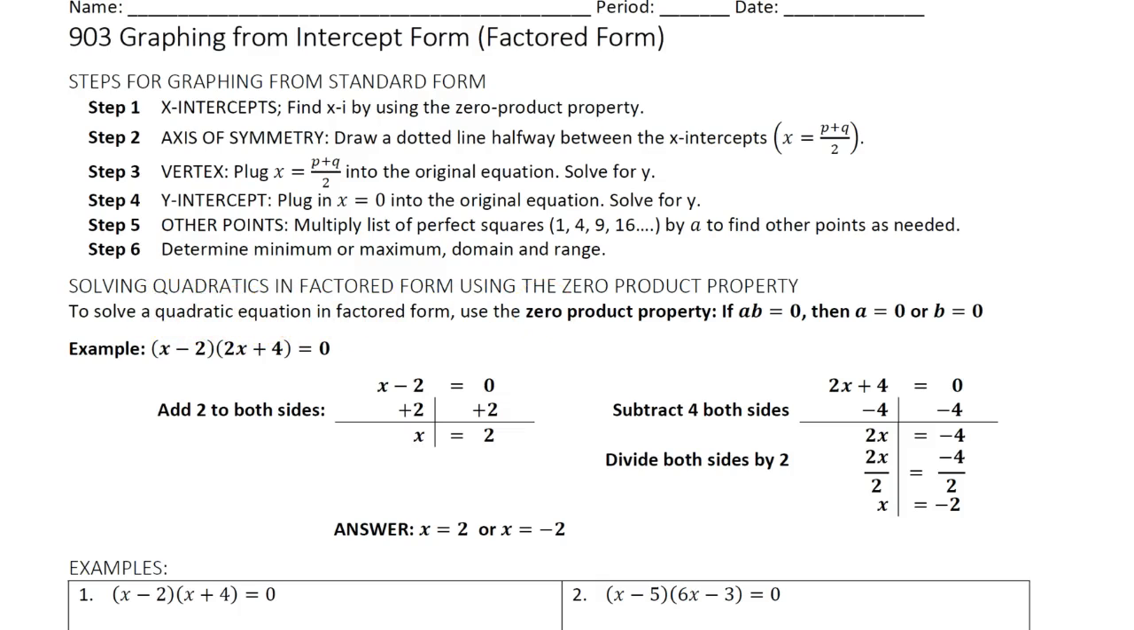Anytime two factors multiply to make zero, one of the factors must be zero. We can solve problems that look like this by using the zero product property. Since one of the factors must equal zero, we can set each factor equal to zero and solve. We will always get two answers. Now let's try some examples.